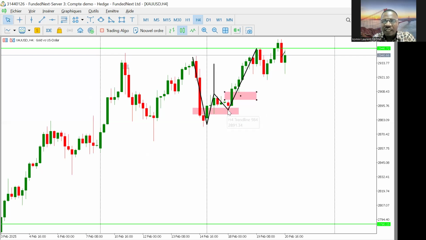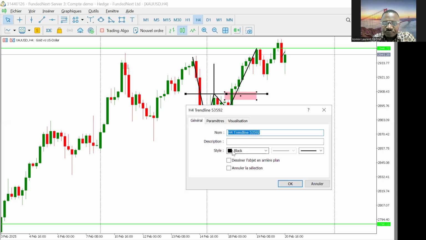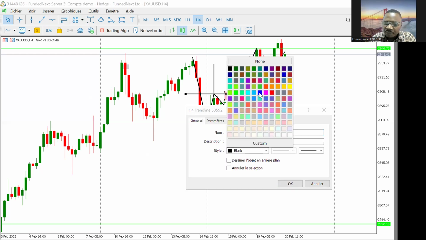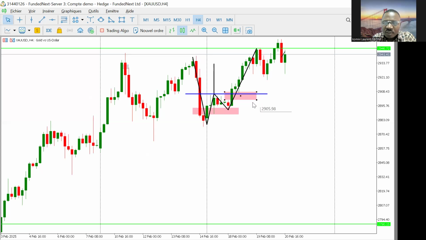If I miss here, if I don't take a position here and I waited for the break of the counter trend line, let me draw the counter trend line to help make everything clear for everybody. This is the counter trend line. Let me draw it properly. The blue color can help us. So this is a second gap. This is an imbalance.